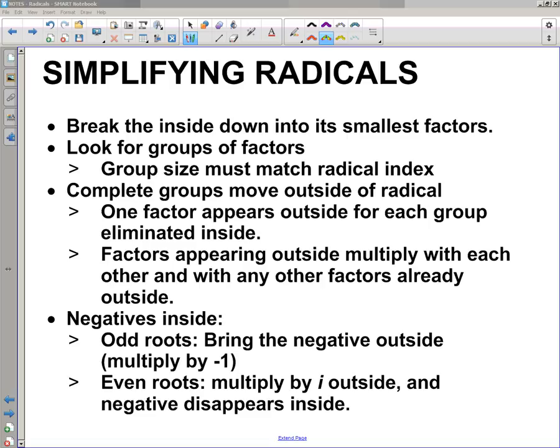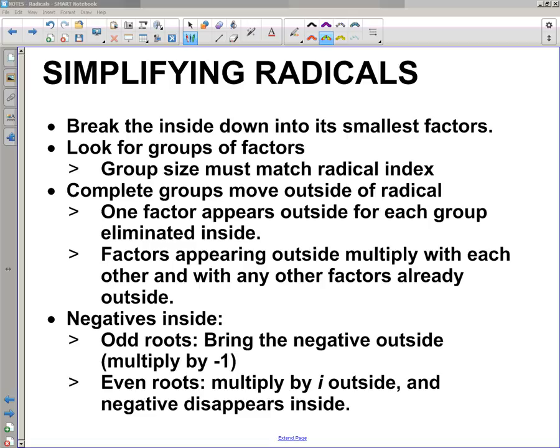To do this, we're going to start by breaking down the inside of the radical into its smallest possible factors. We'll look at any numbers and do a factor tree on that to break it down to its prime factors. A lot of times I'm actually going to write out, for example, x to the third as x times x times x. Once we've got everything broken down as small as we can get it, we're going to look for groups of like factors. And the size of the group is determined by the root of the radical.